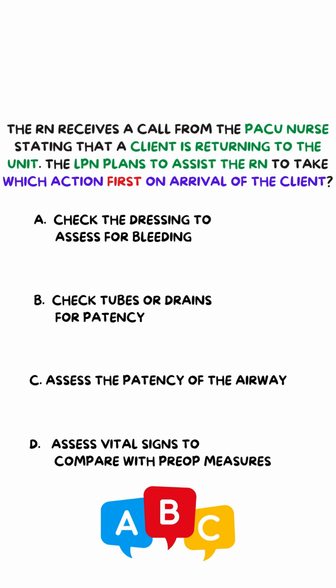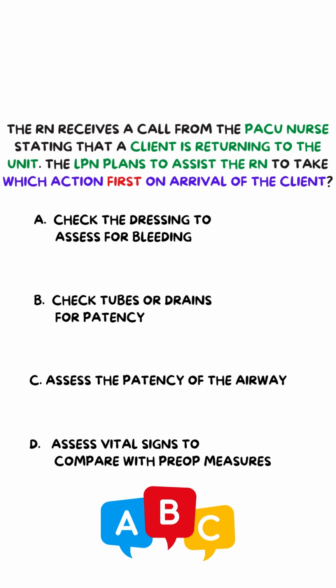Now, think about our client is in the post-op period. A main complication in the post-op period is respiratory problems. So airway is always a number one priority. So if we think about airway, breathing, circulation, airway really stands out because assess the patency of the airway is pretty direct on answer choice C.